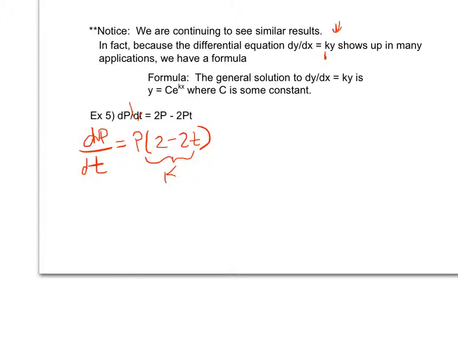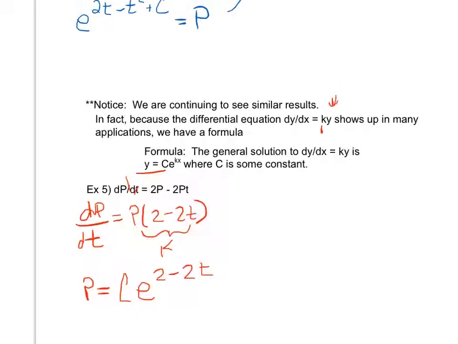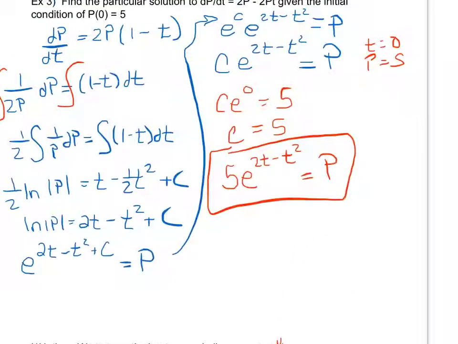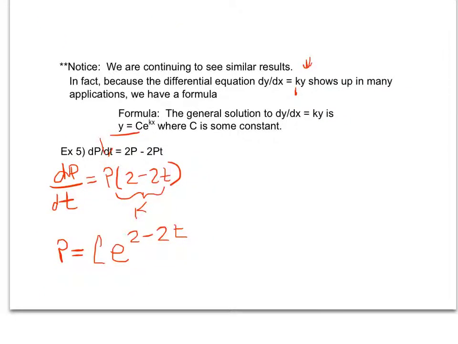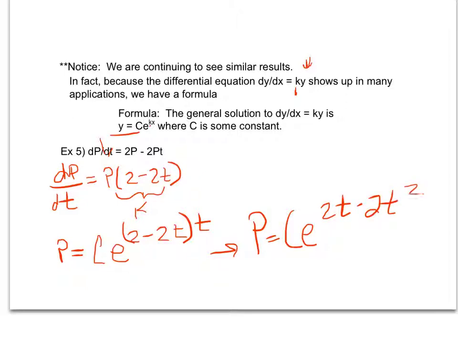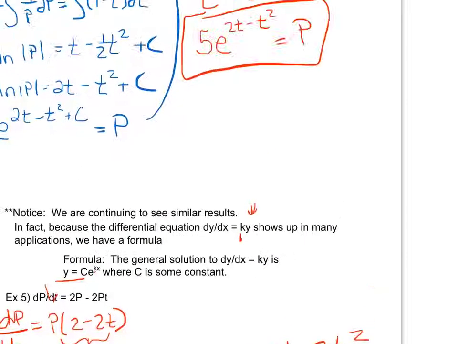If I knew the formula, I could say then that y, or in this case p, equals some c times e to the k, which is 2 minus 2t. So it does not give me my particular solution. It does give me times t, sorry, I forgot it's k times x, so times x, which in this case is t, so I would get p equals c e to the 2t minus 2t squared, so it does indeed match what we got.